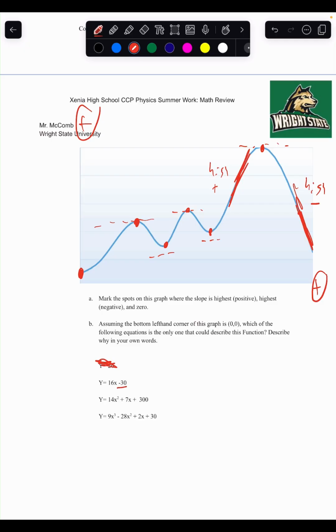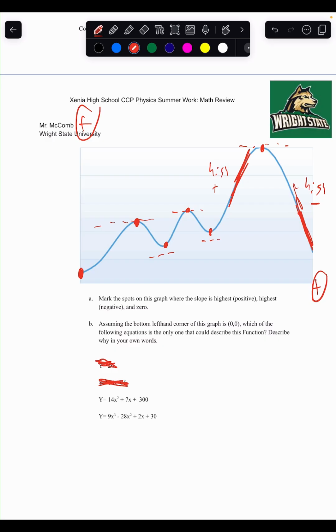There's a negative 30 here. So let's say x is 1, right? That's going to be 16 times 1 minus 30, which is negative 14. I cannot get a negative from this because both of my y and x axes are positive. So this one doesn't work for both of those reasons.